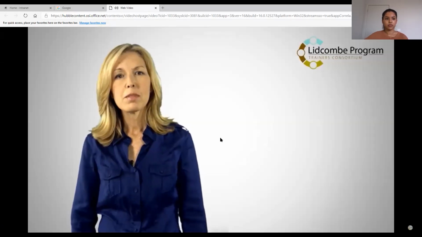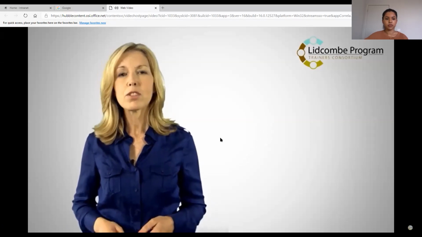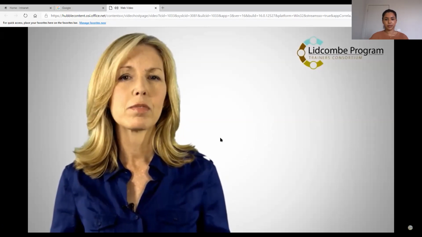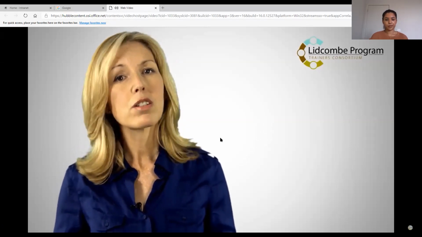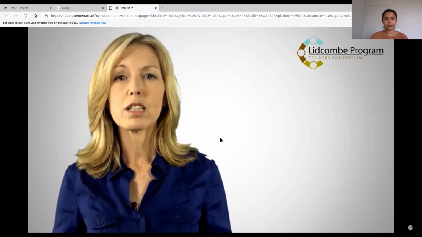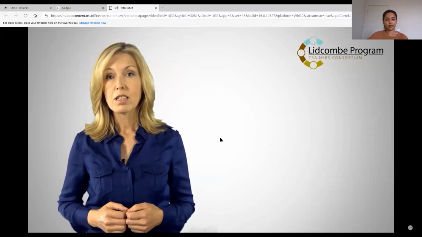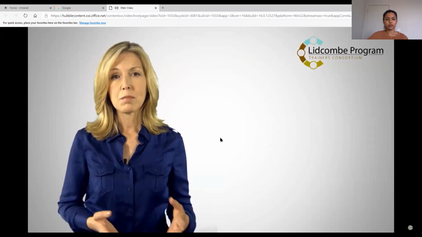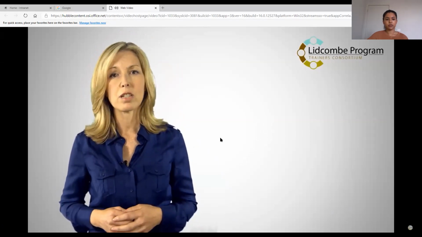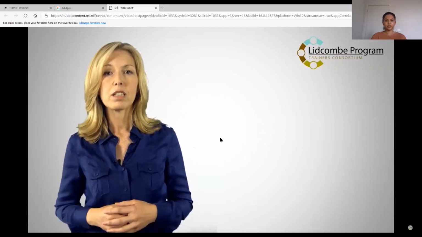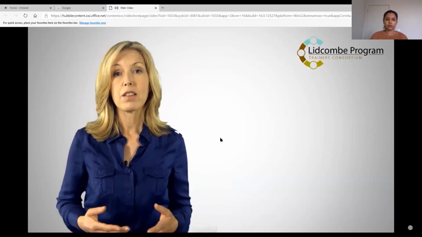The Lidcombe Program is a stuttering treatment developed for children younger than 6 years old. What happens in the Lidcombe Program? First of all, parents learn how to do the treatment with their child during weekly visits to the clinician. During these visits, the clinician teaches the parent by demonstrating various features of the treatment, helping the parent to do the treatment with their child, and giving the parent feedback about how they're going.